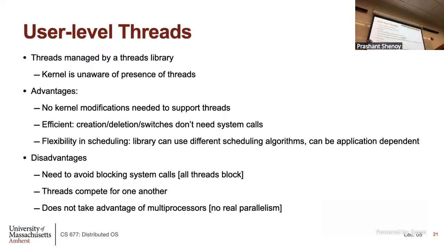Threads will compete with one another inside the process. And furthermore, you cannot take advantage of multiple cores, because the process looks like a single threaded process to the OS. So it's not going to schedule that same process twice on two cores because it thinks it has only one thread in it. So you cannot take advantage of multiple cores. Even though you get concurrency benefits, you can't get parallelism benefits.